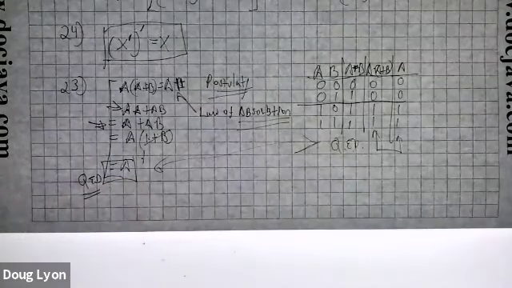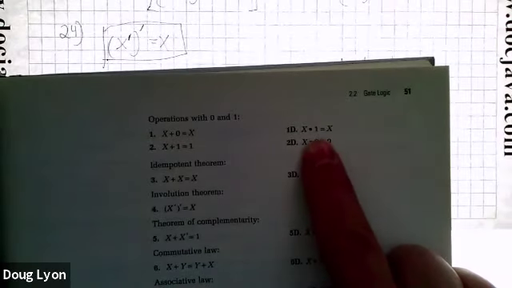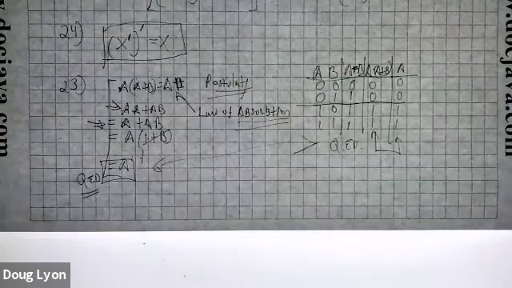And the law of absorption is not mentioned here in the book. A times 1 is equal to A. Yes, it is. You know what it is? It's this guy, operations with 0 and 1. But the part about A times (A plus B), they don't show you the law of absorption here. Interesting. I looked for it, I didn't see it. So if you find the law of absorption somewhere, you can tell me.